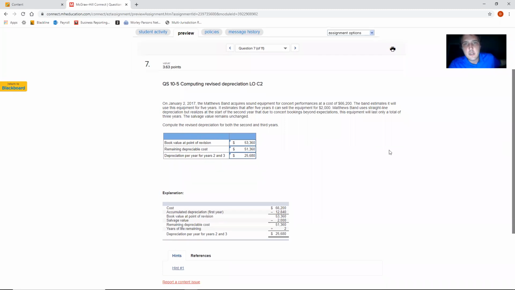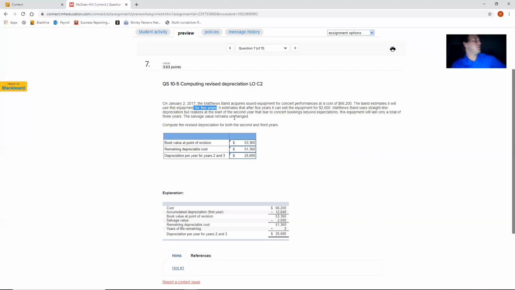All right, here, cost of 66, useful for 5 years. We think we're going to sell it for 2,000. Okay, so here what's happening is we've started using the depreciation based off the assumptions that we had a 5-year useful life. Once we've gotten through, we're actually going to revise that estimate.